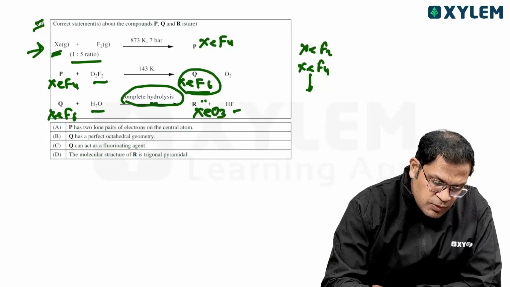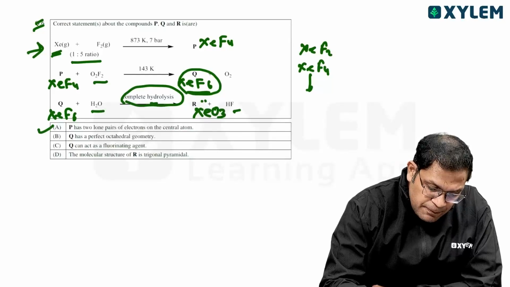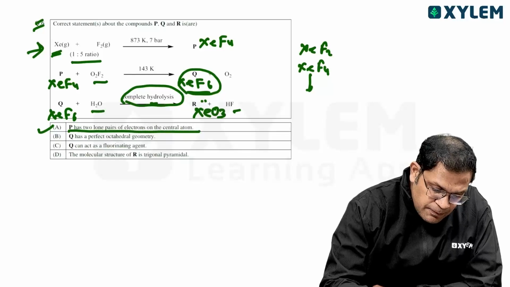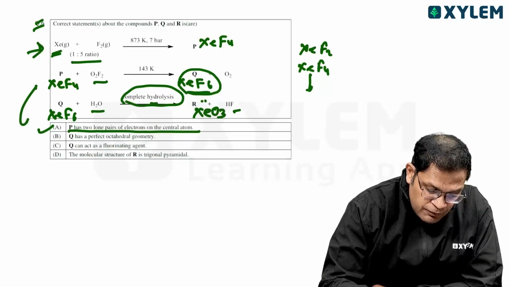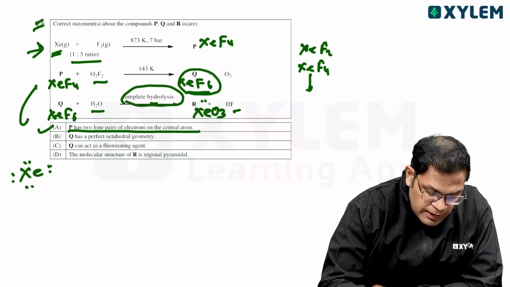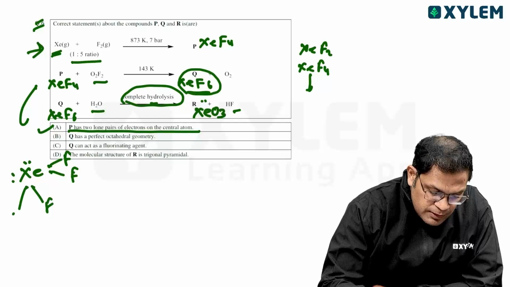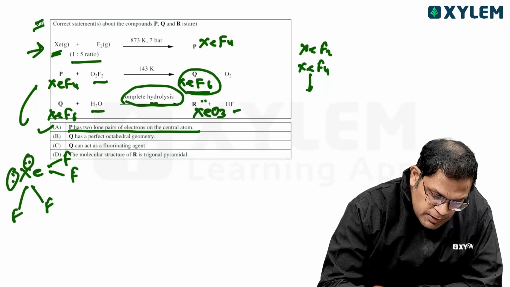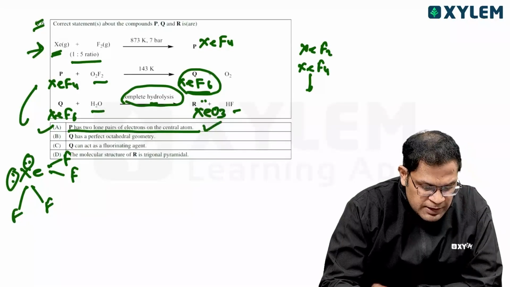Now we are going to check the options. P has 2 lone pairs of electrons on the central atom. What is P? XeF4. We know that xenon has 8 electrons and 4 electrons are shared by the fluorine. So 2 lone pairs. So option number A is correct.